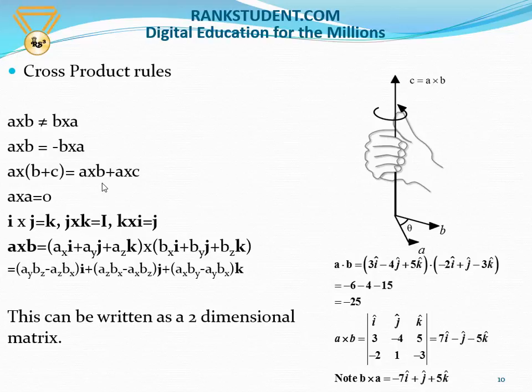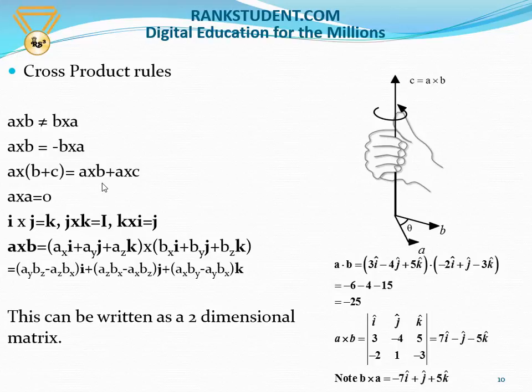What are the rules of cross products? A cross B is not equal to B cross A. Indeed, A cross B is equal to minus B cross A. Distributive rule: A cross (B plus C) is equal to A cross B plus A cross C. The cross product of a vector A with itself is 0.